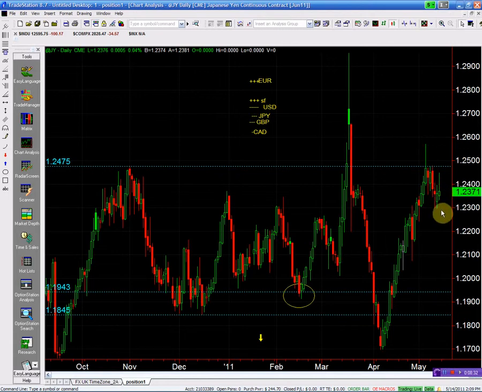So we have seen some strength coming in, or some buy signals coming in to the dollar, and now we see some sell signals coming in to the yen.